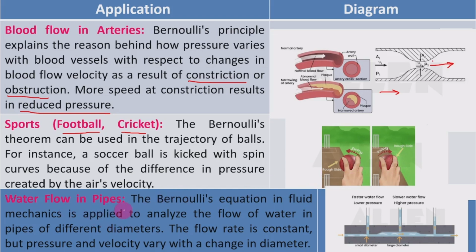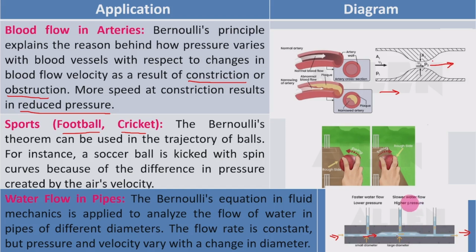The last one, water flow in pipes. Bernoulli's equation in fluid mechanics is applied to analyze the flow of water in pipes of different diameters. The flow rate is constant, but the pressure and velocity vary with a change in diameter. The flow rate remains constant whatever the size, at the inlet, outlet and all the sections. If the diameter is smaller, the velocity will be more and the pressure will be less. If the diameter is larger, the velocity will be less and the pressure will be more.